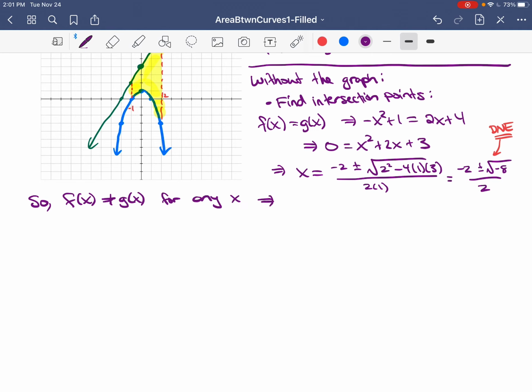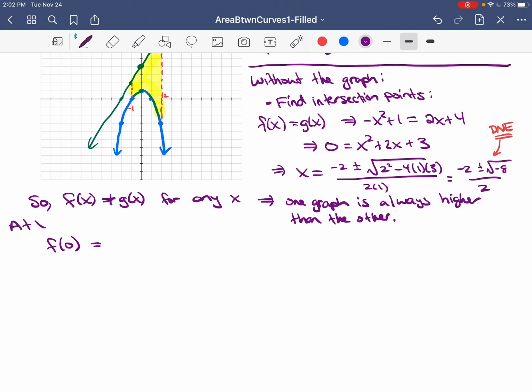Okay, this tells us that one graph is always higher than the other. So finding one point, just comparing one x value, is enough. If I look at f of 0, at x equals 0, the y value for f is f of 0, which is -0 squared plus 1, so that's a 1. Whereas g of 0 is 2 times 0 plus 4, which is 4.